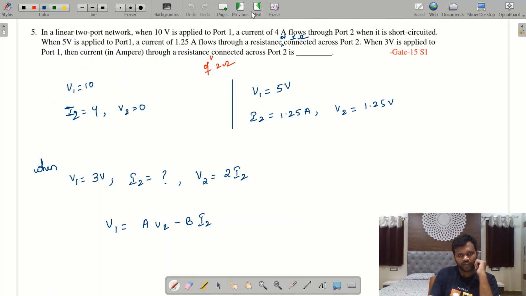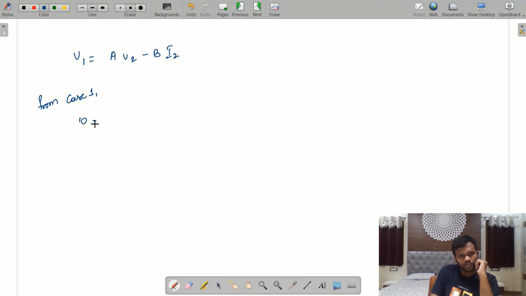10 volts and 4 amperes is flowing, okay. So 10 volts equal to A into V2. What is the value of V2? 0, right. 0 minus B into I2 current, how much? 4 amperes is flowing. Now what can we write? B equal to minus 10 by 4, which will be minus 2.5, okay.